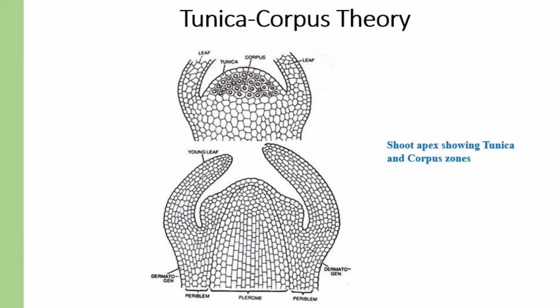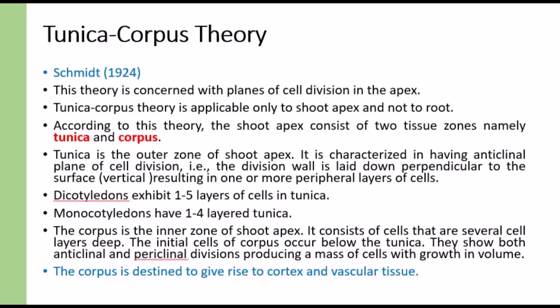Tunica corpus theory, as indicated in the picture here. The theory was proposed by Schmidt in the year 1924, and this theory is concerned with planes of cell division in the apex. It is applicable only to the shoot apex and not to the root. According to this theory, the shoot apex comprises of 2 tissue zones, namely tunica and corpus. Tunica is the outer zone of shoot apex and is characterized in having anticlinal plane of cell division. That is, the division wall is laid down perpendicular to the surface, resulting in 1 or more peripheral layers.